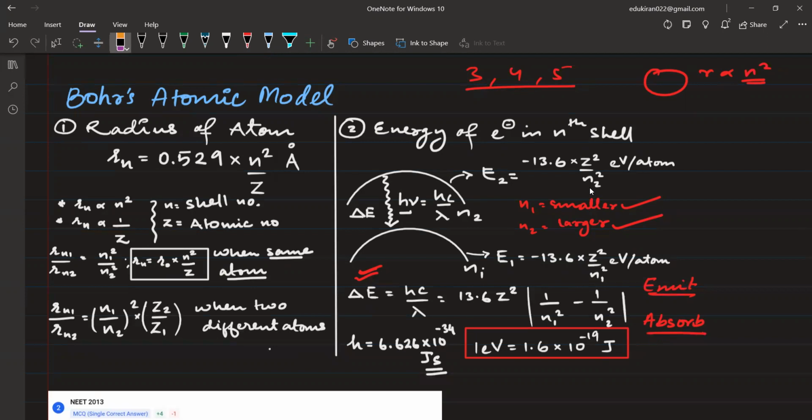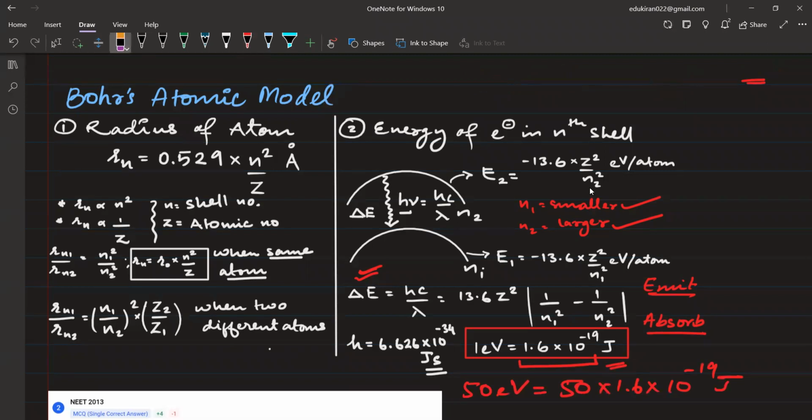The value of h is 6.626 × 10⁻³⁴ joule seconds. If they want to convert to electron volt, all of these things are in electron volt, and if you want to convert electron volt to joules, then 1 electron volt will be equal to 1.6 × 10⁻¹⁹ joules. For example, if you have 50 electron volt, in terms of joules this will be 50 × 1.6 × 10⁻¹⁹ joules. Please write these things down. If you still have some doubt, please let me know, I will explain further.